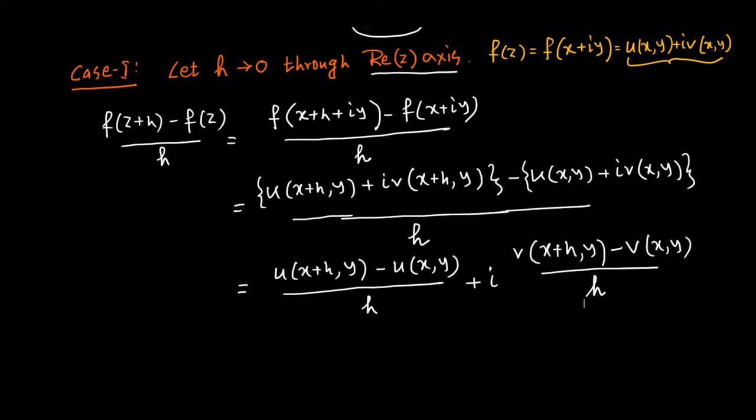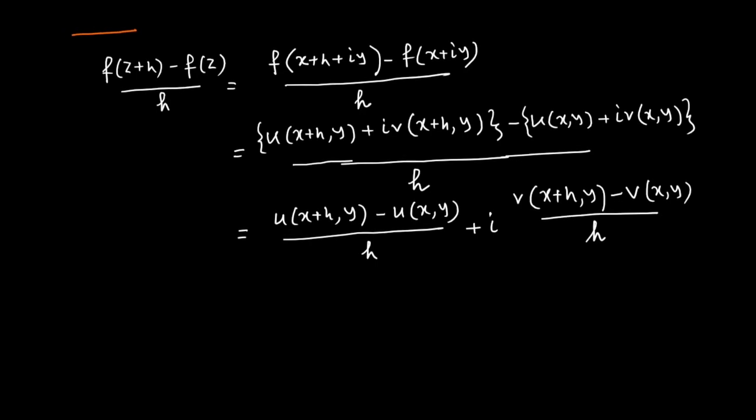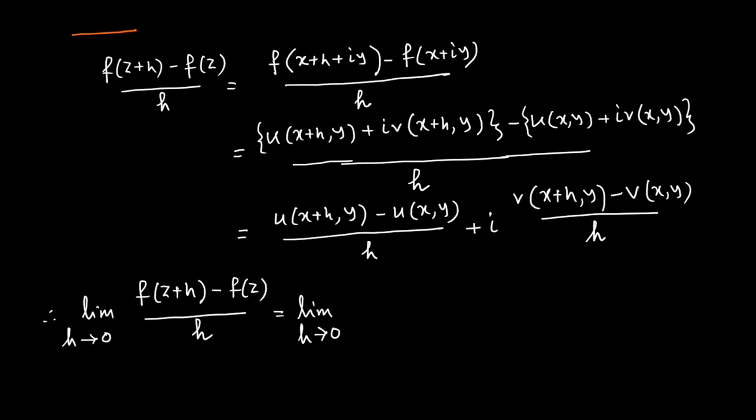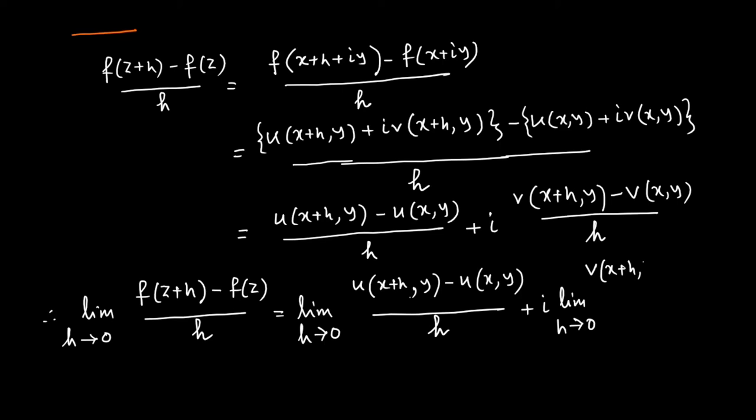Now, if we let h tend to 0, therefore the limit as h approaches 0 of [f(z+h) - f(z)]/h will be equal to the limit as h approaches 0 of [u(x+h,y) - u(x,y)]/h, plus i times the limit as h approaches 0 of [v(x+h,y) - v(x,y)]/h.